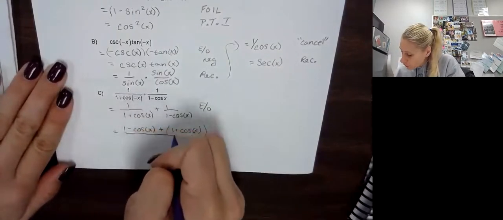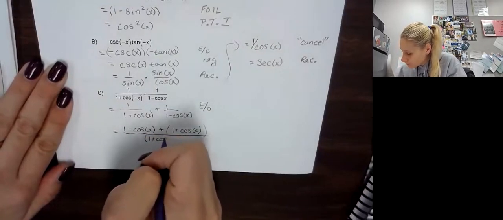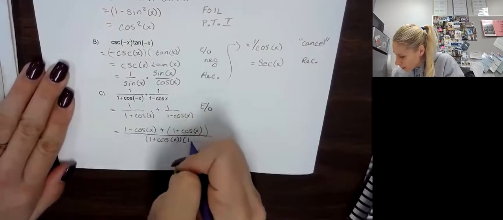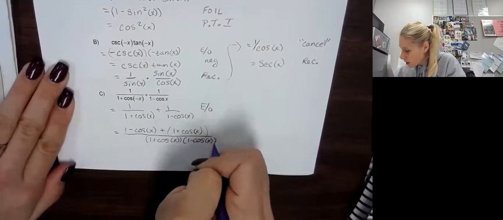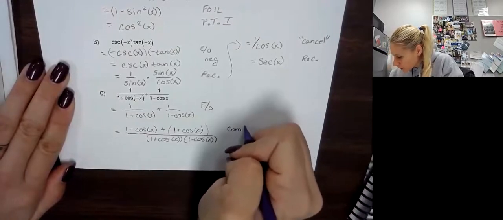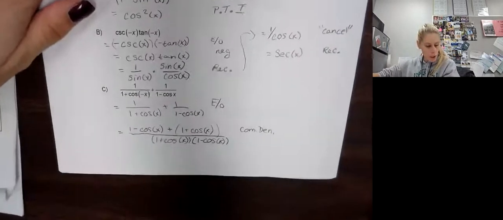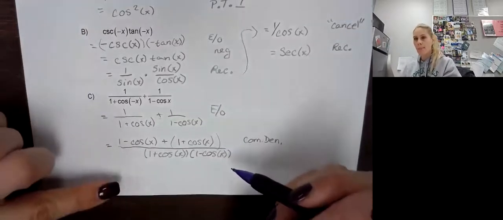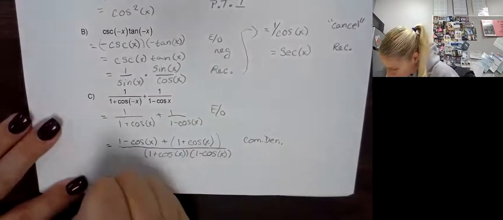This is all over the common denominator now of 1 plus cosine x times 1 minus cosine x. Let me note what I just did. I did common denominators. Okay. Next, on my numerators, I'm going to combine like terms, and in my denominator, I'm going to do that FOIL. Because again, that's the difference of squares.